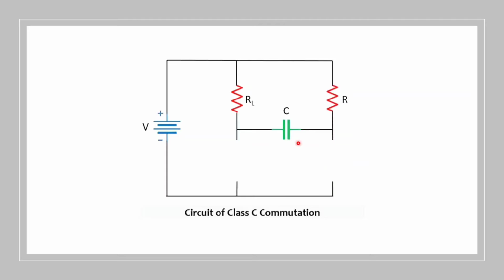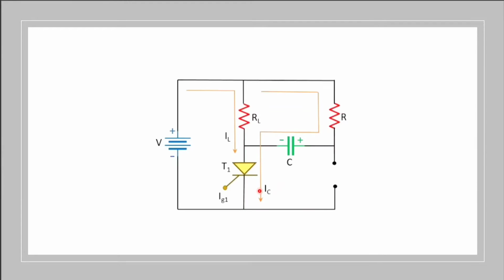Initially, both SCRs are in the off state, so the capacitor voltage is also 0. When the main SCR is triggered by applying a gate pulse, current starts flowing in two paths. One is the current IL through VDC, RL, SCR1, VDC. The other is the charging current of the capacitor IC through VDC plus, R1, C plus, C minus, SCR1 and VDC minus. Therefore, the capacitor starts charging up to the value of VDC with the polarity as shown in the image.